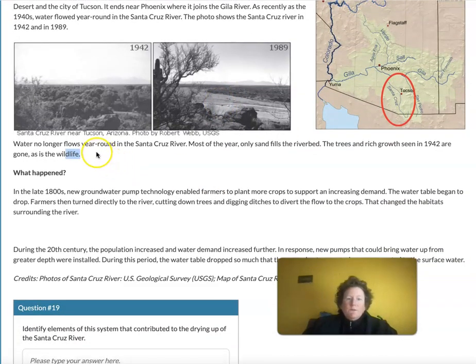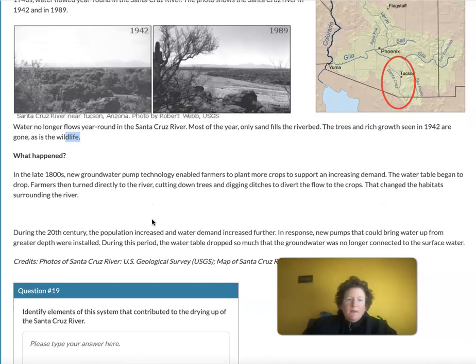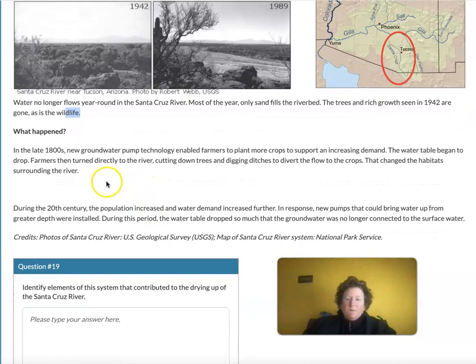Water no longer flows year-round in the Santa Cruz River. Most of the year, only sand fills the riverbed. The trees and rich growth seen in 1942 are gone, as is the wildlife. Because without trees and plants for habitat, there's not going to be as much wildlife as with bare sand.